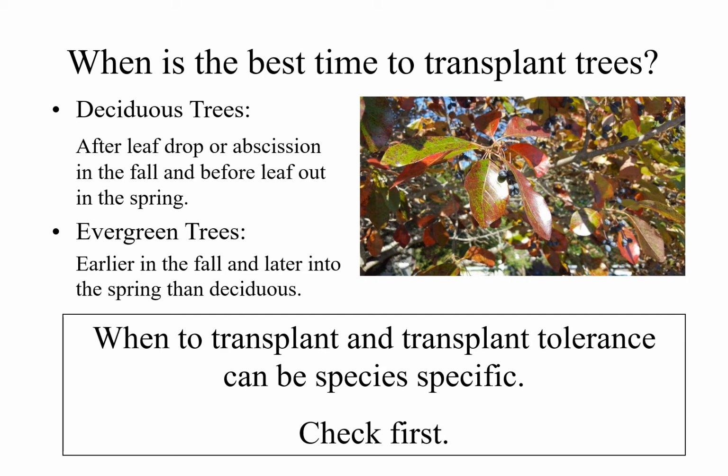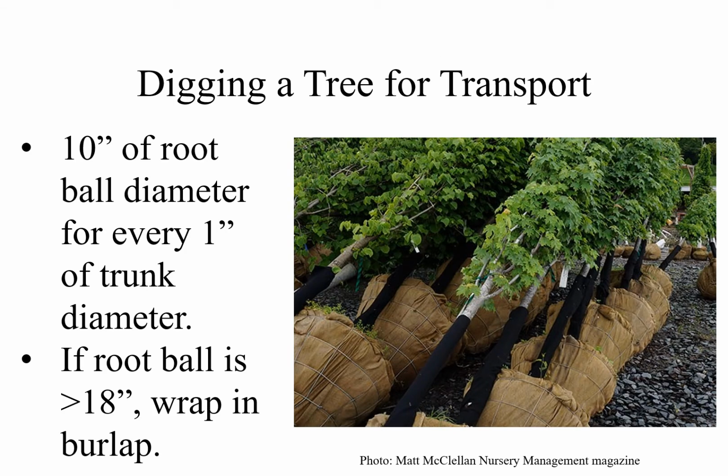Check first. When digging a tree for transport, a rule of thumb for the width of the root ball is a minimum of 10 inches for every 1 inch of trunk diameter. Make clean cuts and wrap with burlap if the root ball is greater than 18 inches. Balled and burlapped trees with large soil balls should be drum laced with rope for additional support. Extra care must be given to trees with large taproots, as they are harder to transplant than systems with fibrous root systems.